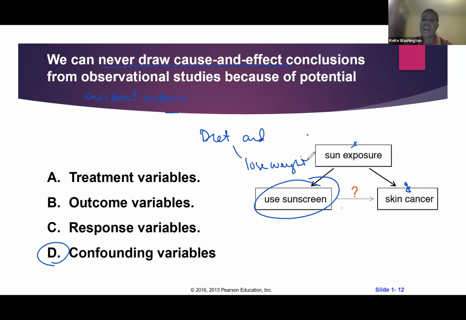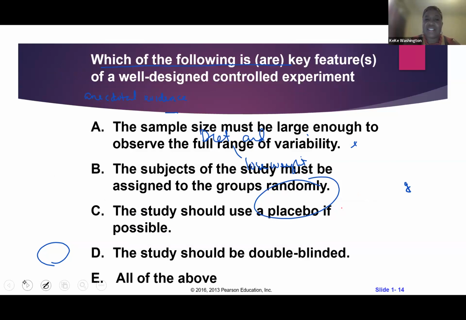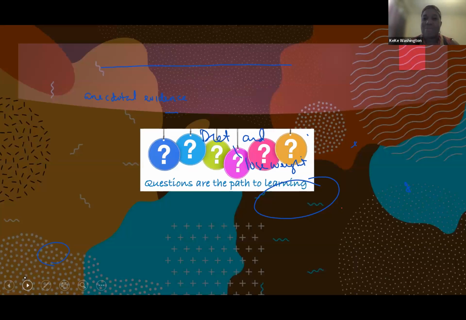So because of that, observational studies and anecdotal evidence, which is your story, neither one of them can establish cause and effect. All right, that's a quick run through of chapter 1. Any questions on chapter 1?